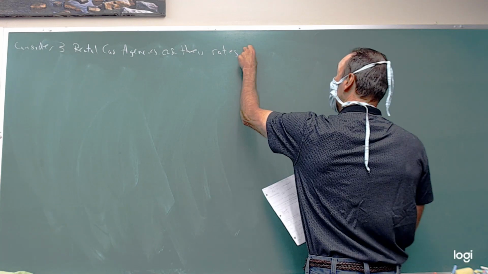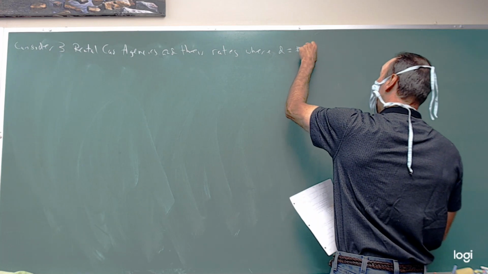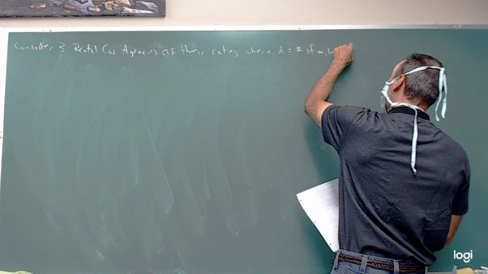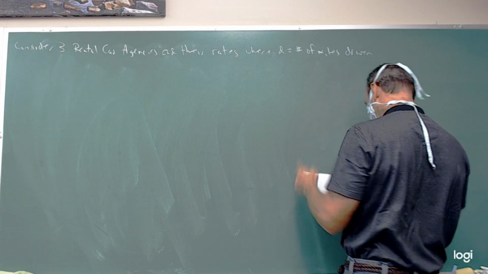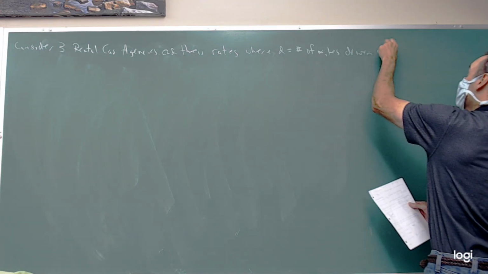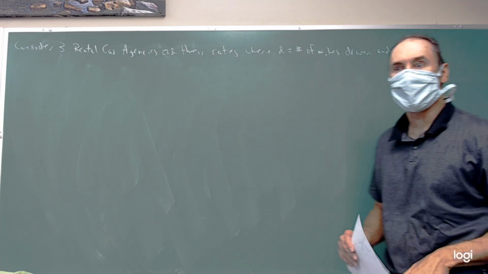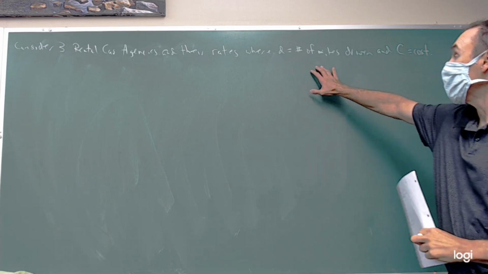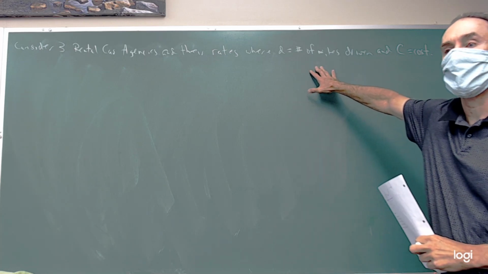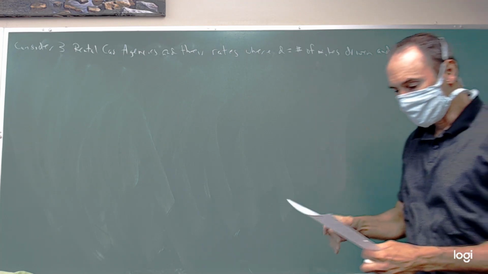Where D is the number of miles driven, and C is the cost, and we're going to measure cost in dollars there. So D is going to be the number of miles you drive the car once you rent it, and C is going to be that cost.